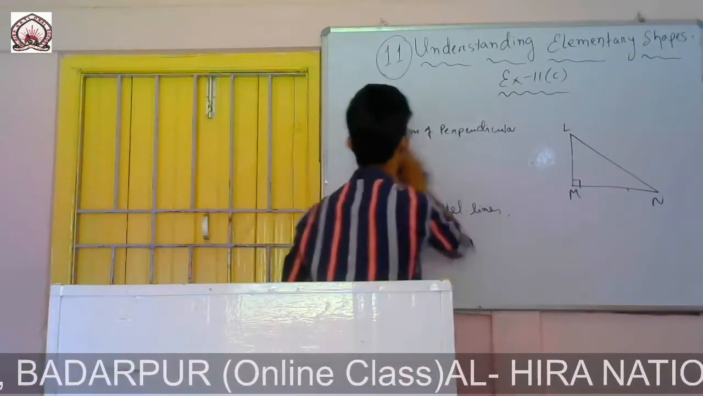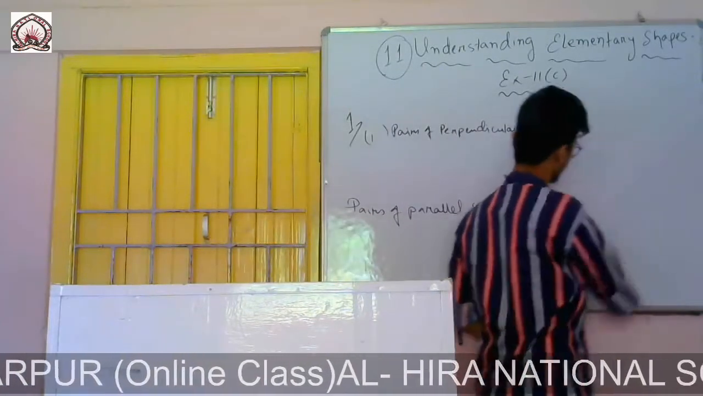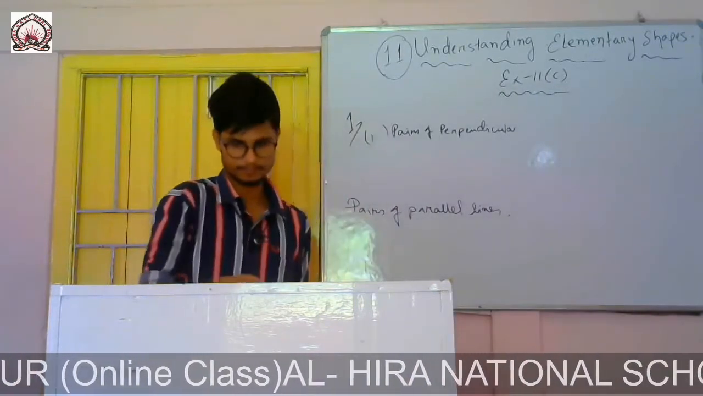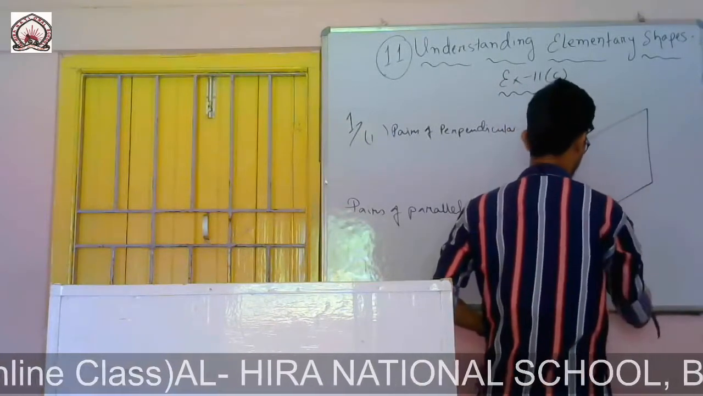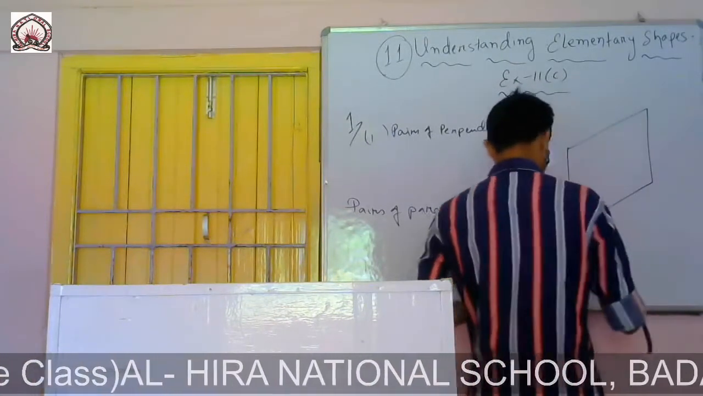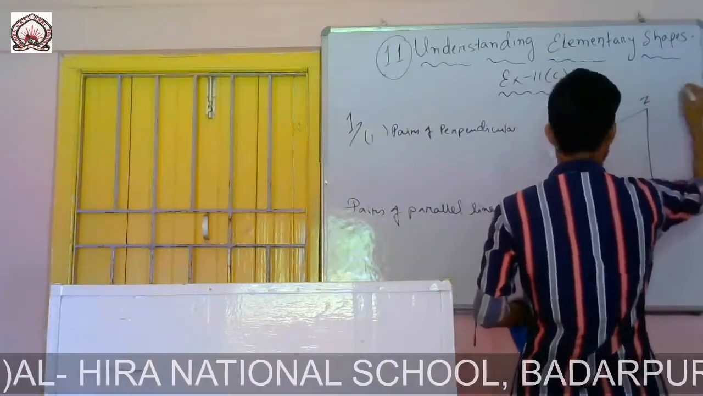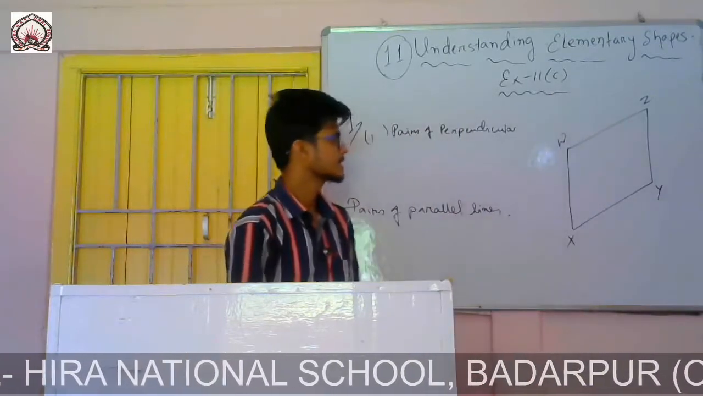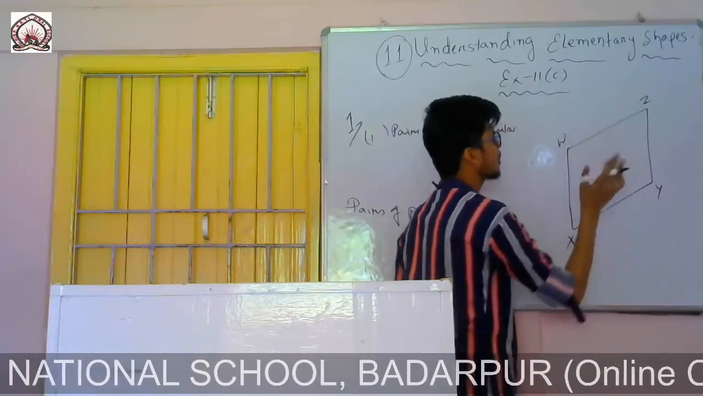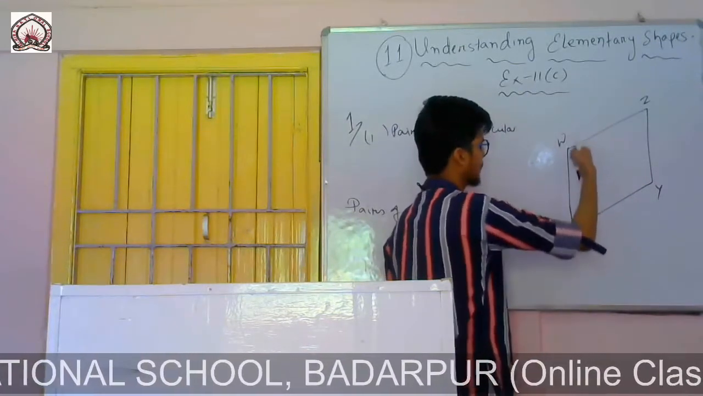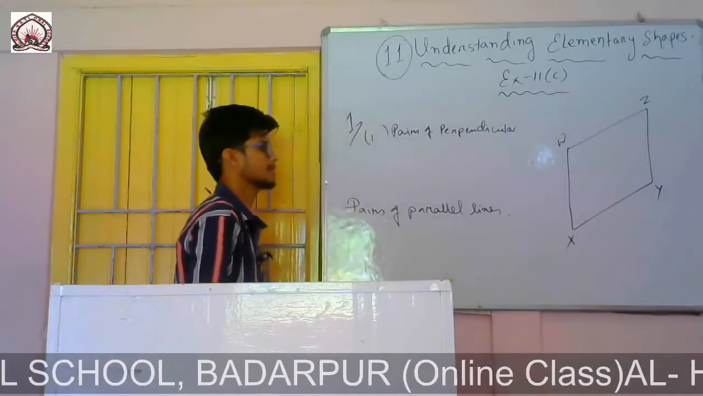Now, question Roman number 4. W, X, Y, Z. So here you see, is there any perpendicular lines? No, there will be none. This angle will not be equal to 90 degrees. They are not perpendicular. They are all tilted like this. So there are no perpendicular lines, but parallel lines are there.